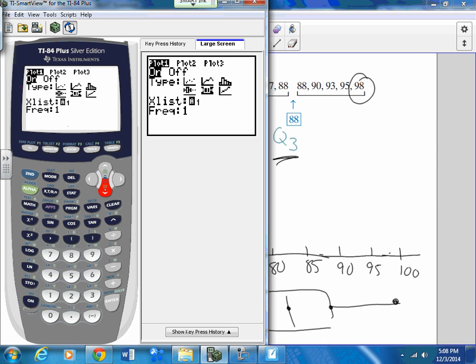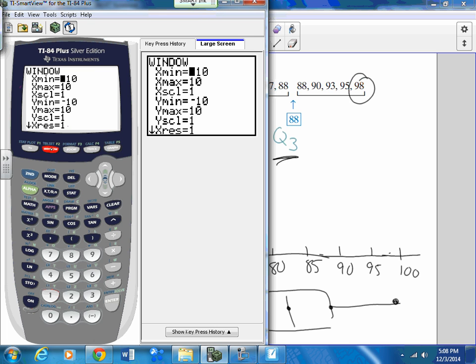Then I'm going to go down to 1. It already has list 1, but just in case somebody had been messing with your calculator before this, we'll put in list 1 just to make sure. Then we'll arrow down, and then we'll hit alpha 1. And let's just see what our window's in. All right, mine's kind of big right now, so I'm just going to shrink it so I'm kind of zoomed in on my box and whisker plot.